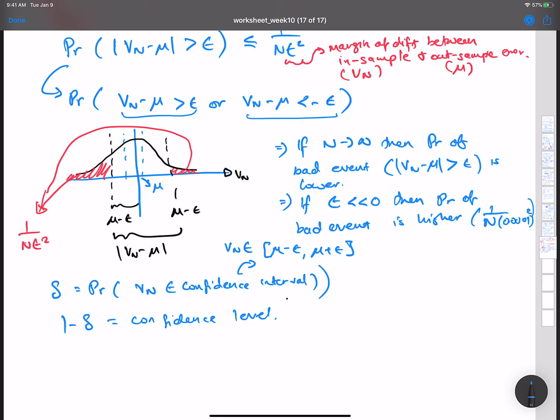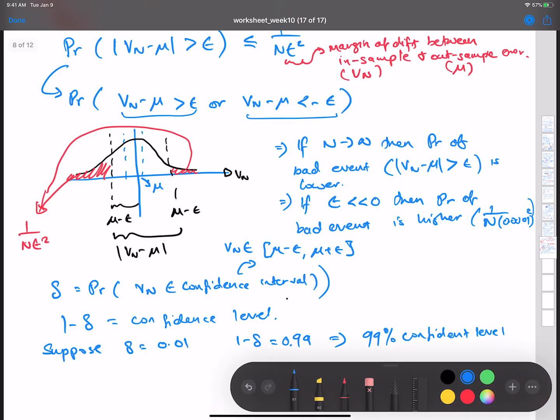Suppose that you want the probability of your in-sample error being outside the confidence interval to be 0.01, then the confidence level is 1 minus delta, which is 0.99. This implies that you want to be 99% confident that your in-sample error is close to mu within some margin. Okay, so this is called the confidence level.